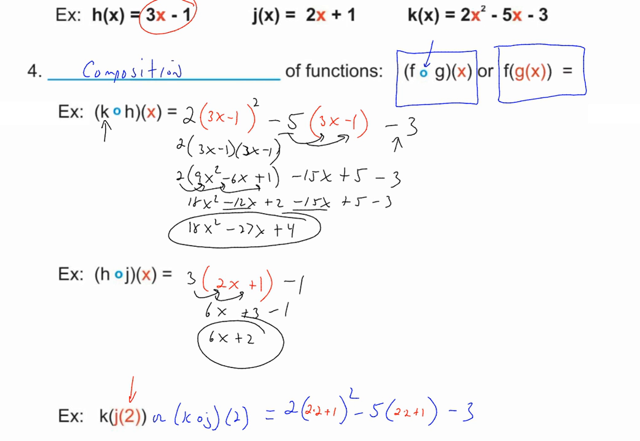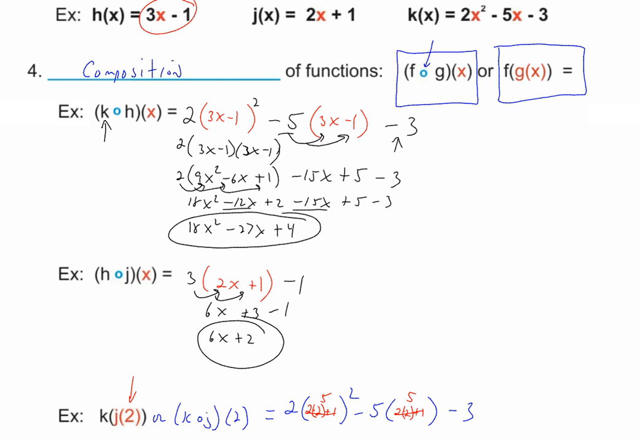So again, wherever the x was for the variable for the k function, I put in all of j. And because we know we want it for an input of 2, I put 2 in where the variable of j was. See, right here was the variable of j. So really, what is j of 2? J of 2 is a 5.